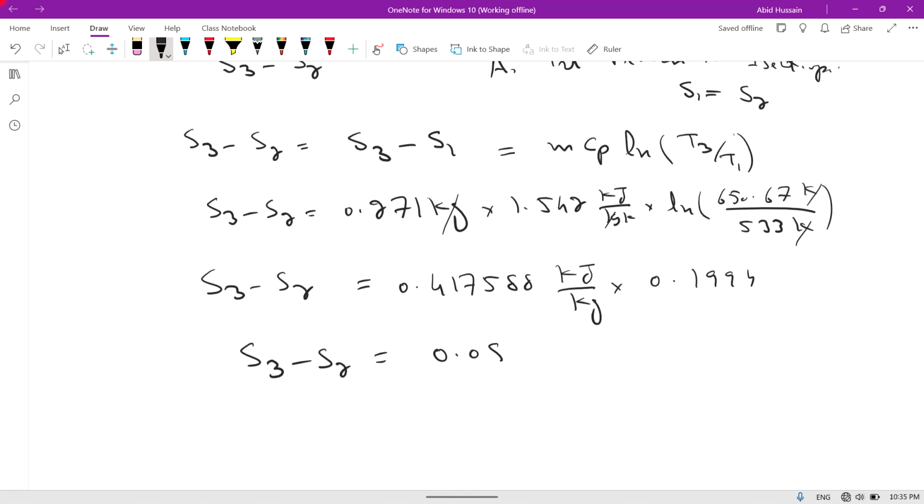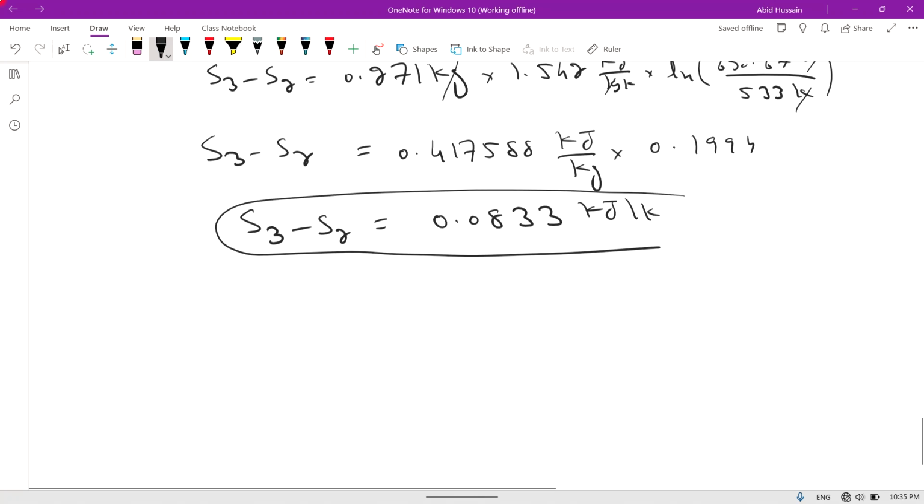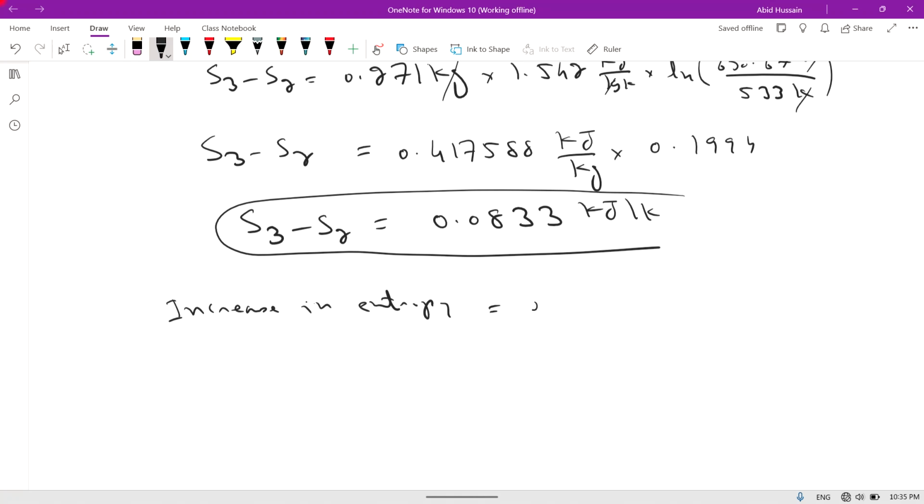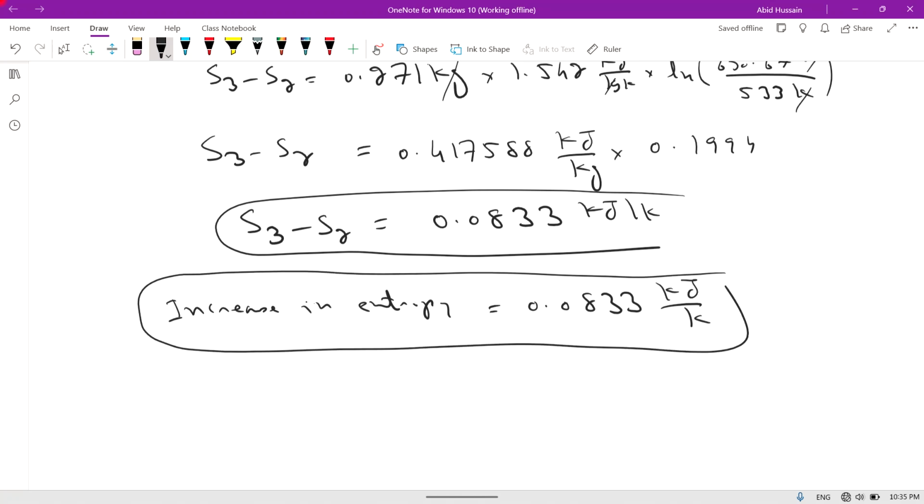So final answer will be S3 minus S2 or S3 minus S1 is equal to 0.0833 kilojoule per Kelvin. So positive sign means that entropy increases. So increase in entropy is equal to 0.0833 kilojoule per Kelvin. And problem 4.13 is completed.